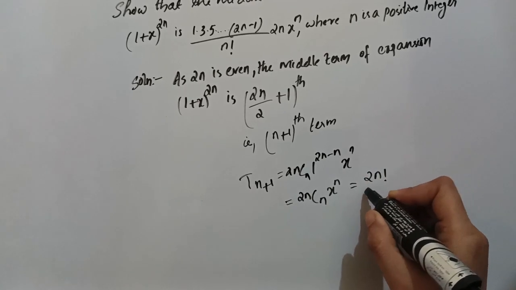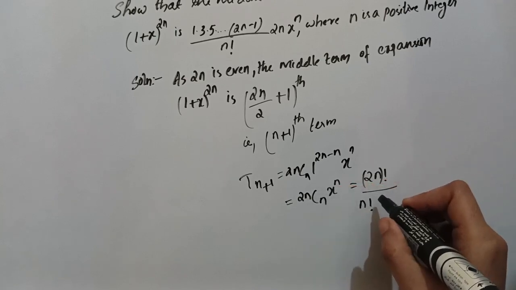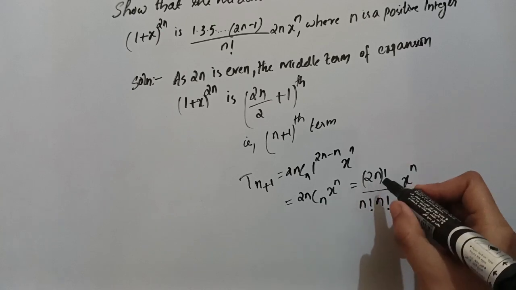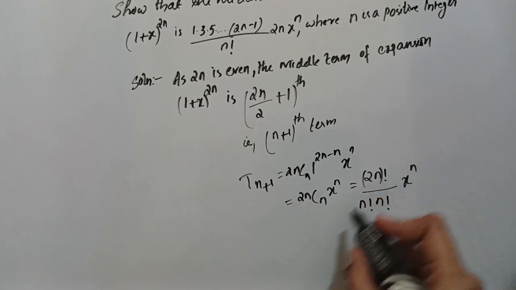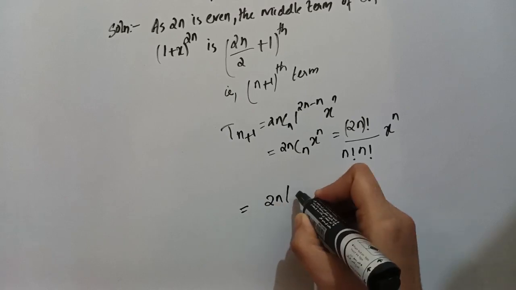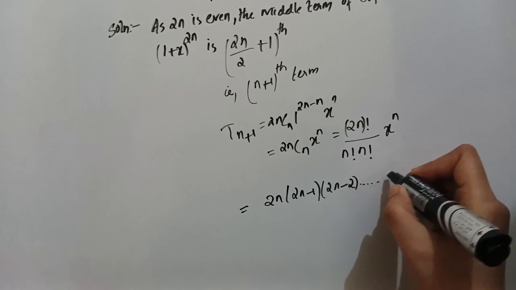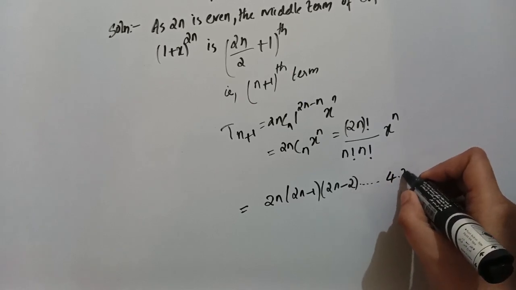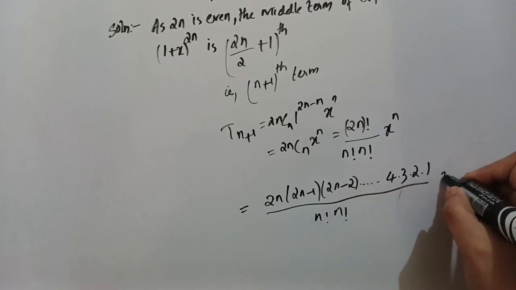2n factorial divided by n factorial into 2n minus n, that is n factorial, into x raised to n. We write 2nCn as 2n factorial divided by n factorial into n minus r, that is 2n minus n, which is equal to n factorial, which is equal to 2n into 2n minus 1 into 2n minus 2 into etc. into 4 into 3 into 2 into 1 divided by n factorial into n factorial x raised to n.